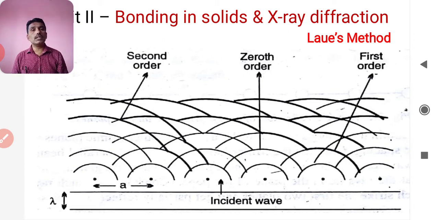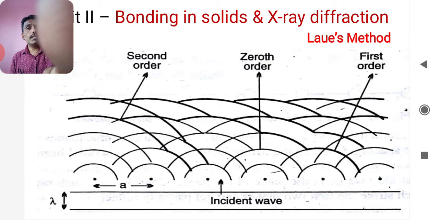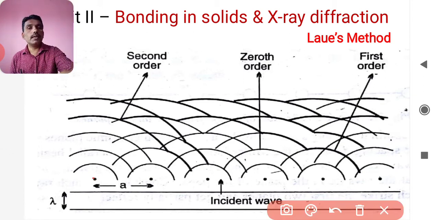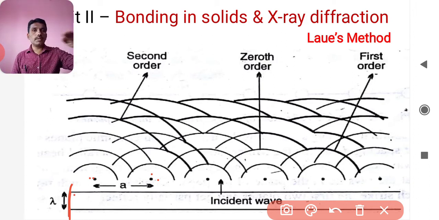In the same fashion, when this X-ray beam is incident, A is the distance between the two atoms. And lambda is the path difference between the layers or the atomic arrangement in this.